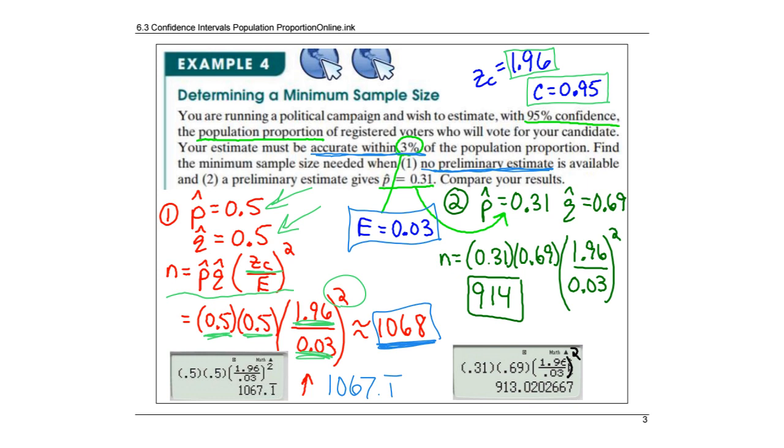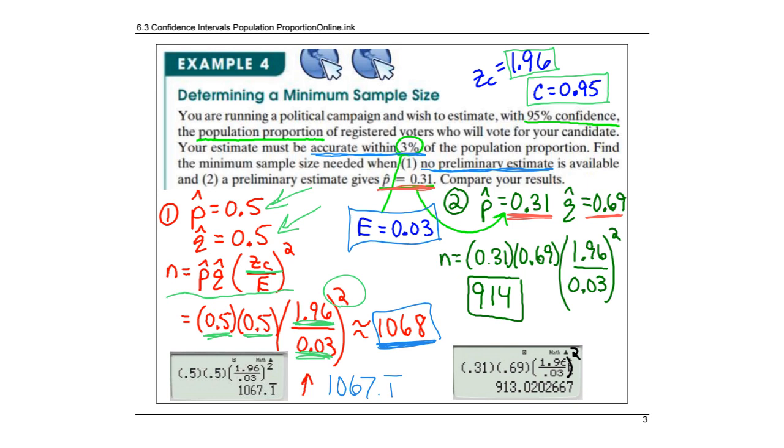All right, so let's come over here and do it again. So that's the first answer. The second one literally gave me P. It said that P hat was 0.31. And so what I'm going to do is subtract that from 1 to get Q hat. That means Q hat is 0.69.